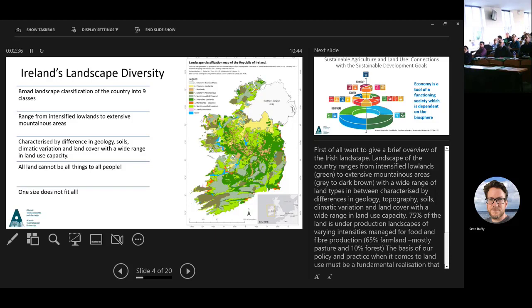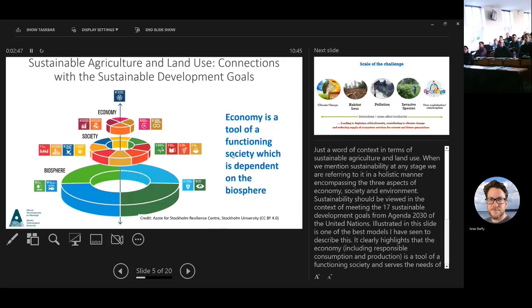So fundamentally, when we're designing our land use policy, we must have this understanding that all land cannot be all things to all people, and that one size does not fit all.